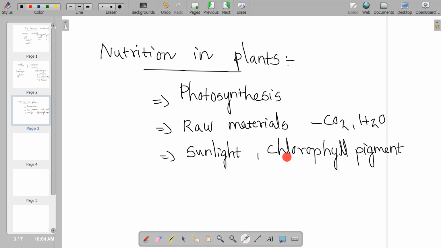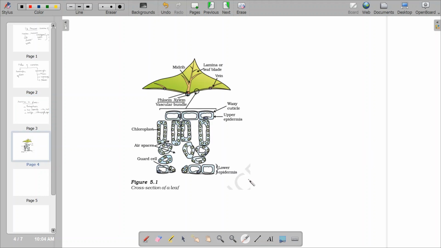Okay, chlorophyll pigment, where is this chlorophyll pigment present? Chlorophyll pigment is present in the leaf, right? In which part of the leaf is the chlorophyll pigment present? So you should know the internal section, or the cross section, of the leaf, where you can easily identify the parts and where this chlorophyll pigment is located.